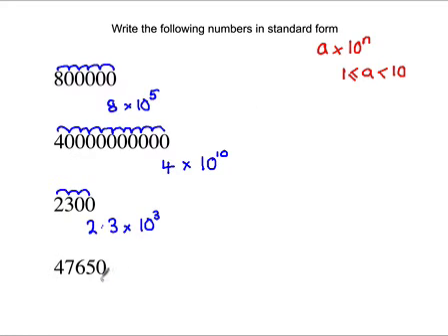With this one here, this would have to be 4.765 to be a number between 1 and 10. So if I line it up, I can easily see how many places it's moved. 1, 2, 3, 4 to get to there. So that must be 4.765 times 10 to the power of 4.